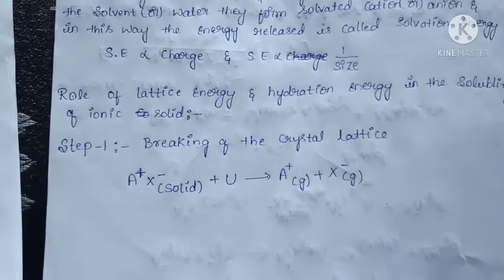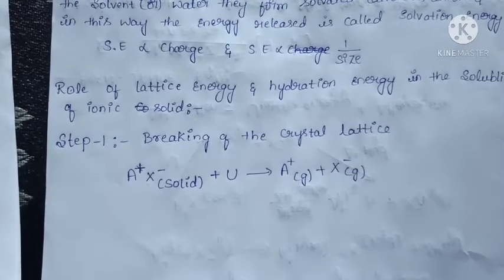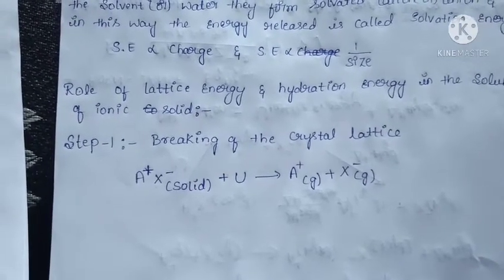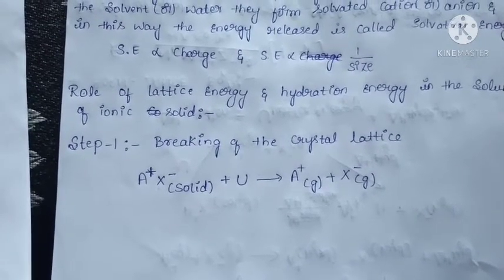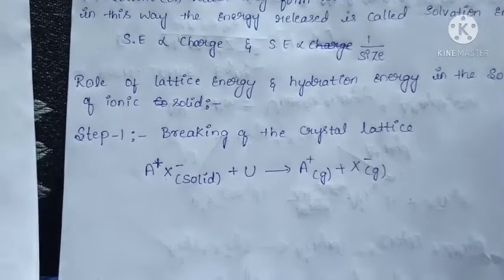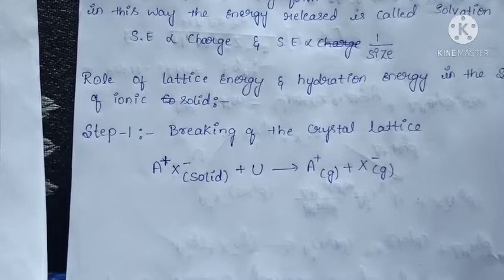Got it? Step 1 is the breaking of the crystal lattice. It means the breaking of the crystal lattice by ion solvent interaction to set free the gaseous ions. This involves absorption of energy. This is called lattice energy.